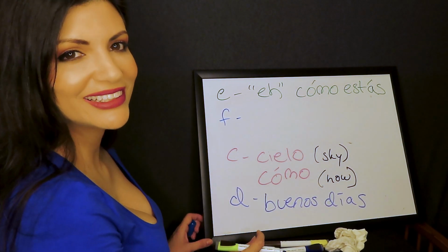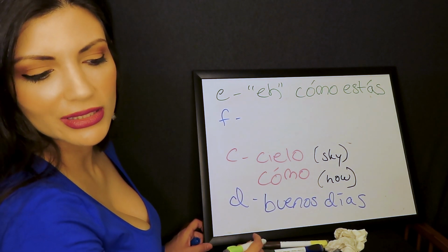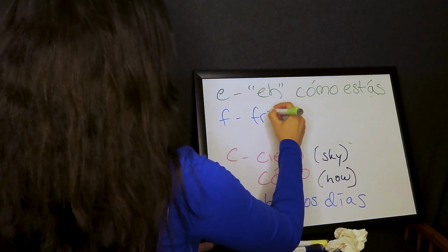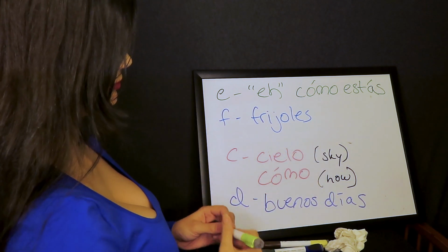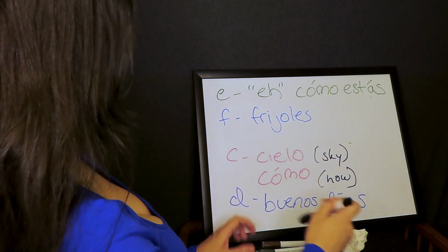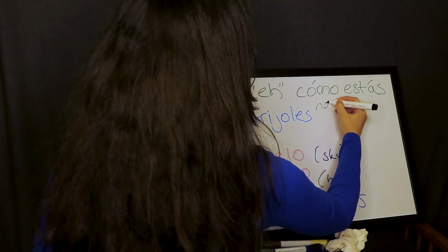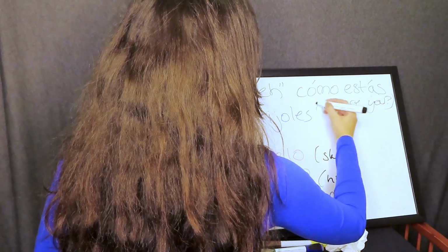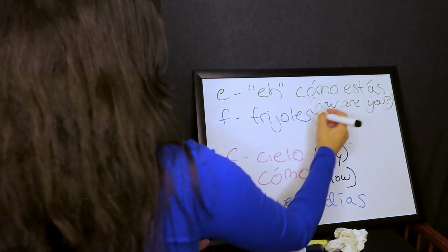F is the same as English, and an example word includes frijoles. So this one is how are you? and frijoles means beans.